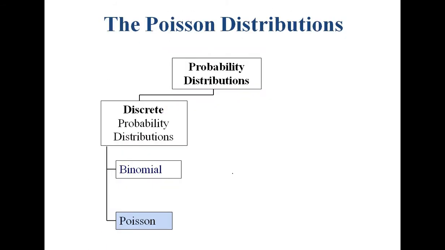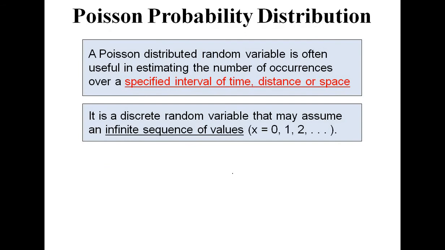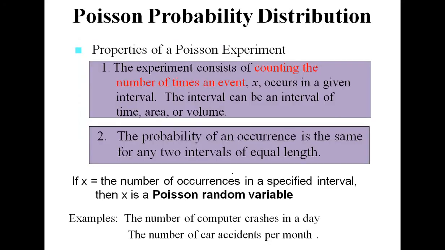And next, we'll move on to the Poisson distribution, where a Poisson distributed random variable is often useful in estimating the number of occurrences over a specific interval of time, distance, or space. It is a discrete random variable that may assume an infinite sequence of values. A Poisson experiment consists of counting the number of times an event occurs in a given interval. The interval can be an interval of time, area, or volume. The probability of an occurrence is the same for any two intervals of equal length.